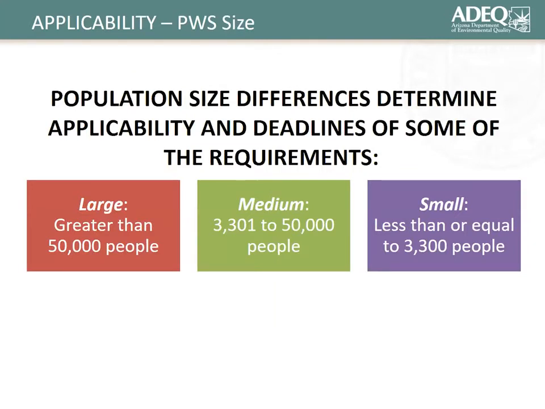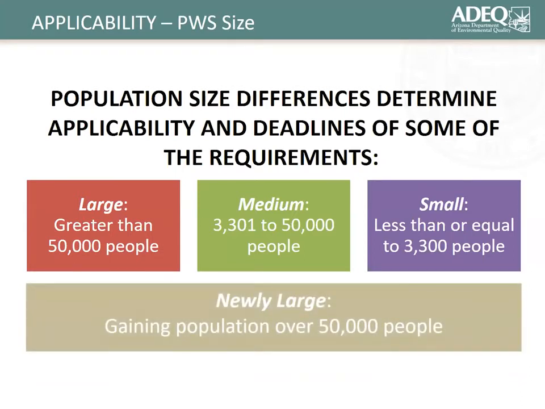Population under the Safe Drinking Water Act for the Lead and Copper Rule has an impact on rule requirements, sampling frequencies, and reporting requirements to ADEQ. Under the Lead and Copper Rule, there are 3 different size water systems. We have large water systems, which serve more than 50,000 people, medium-sized systems that serve 50,000 people or fewer but more than 3,300, and then small water systems, which serve 3,300 people or less.